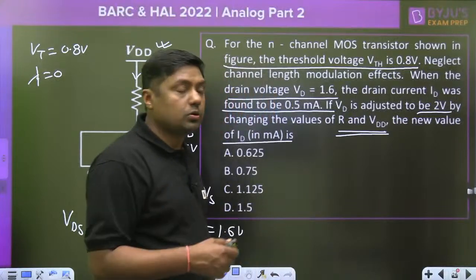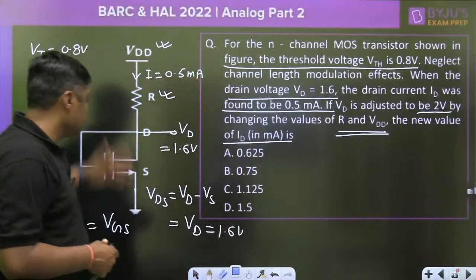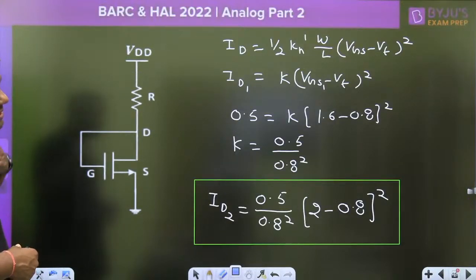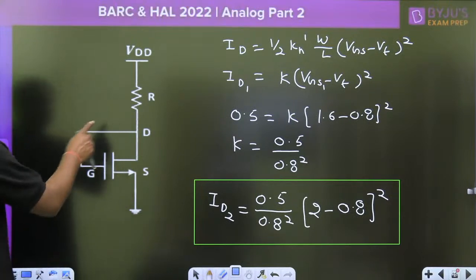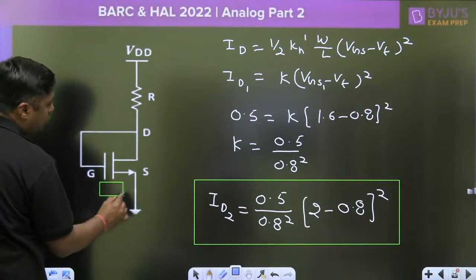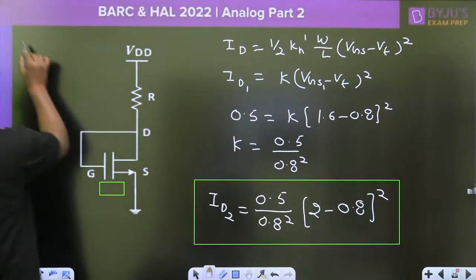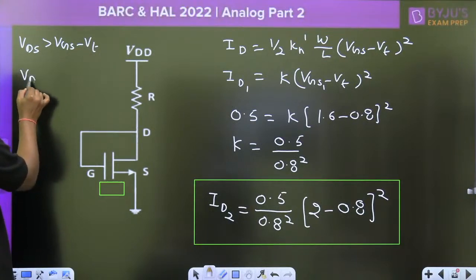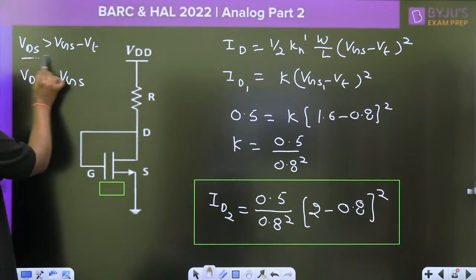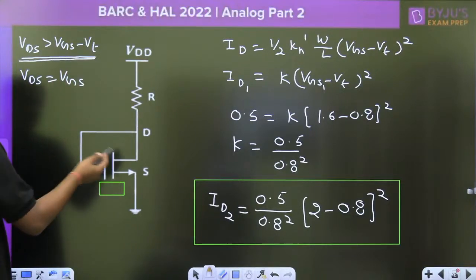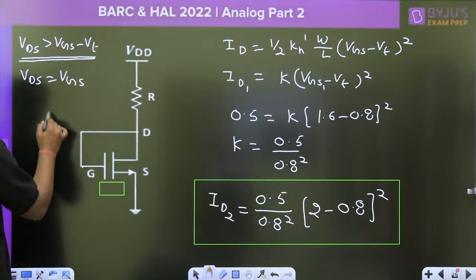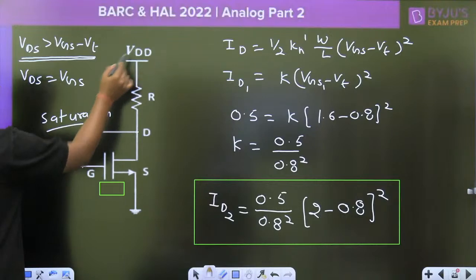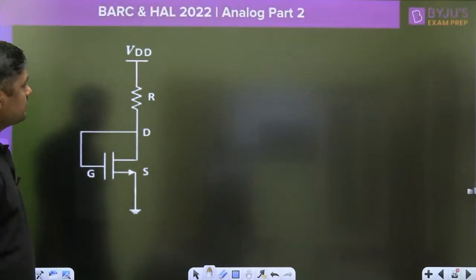Calculate it and you will be able to give the answer for this question. Very simple question. With the calculation, please avoid calculation mistakes, and this is a square term. When the drain is connected to the gate, always remember that it will be in saturation, because it satisfies the condition that VDS is greater than VGS minus VT. Why? Because VDS is equal to VGS, so definitely VDS is greater than VGS minus VT. That's why, when the drain is connected to the gate, it is always in saturation, not in the triode region.